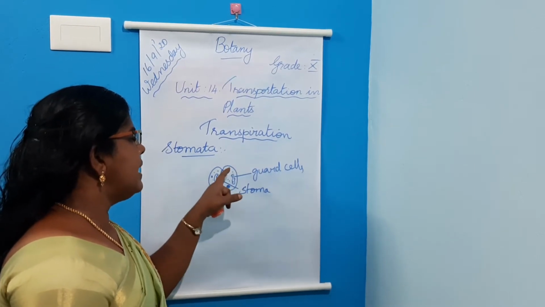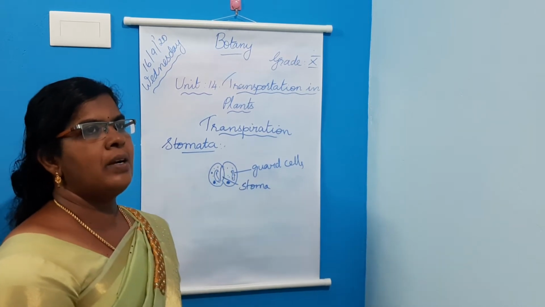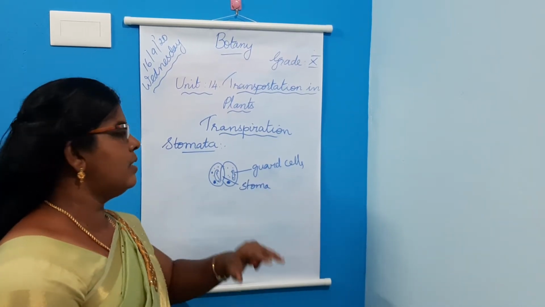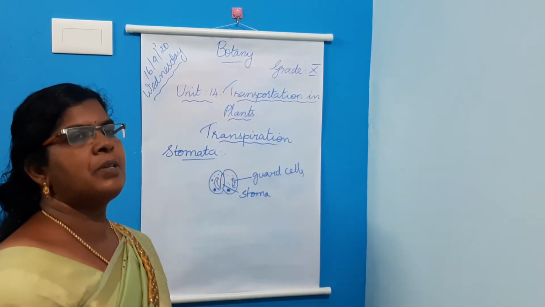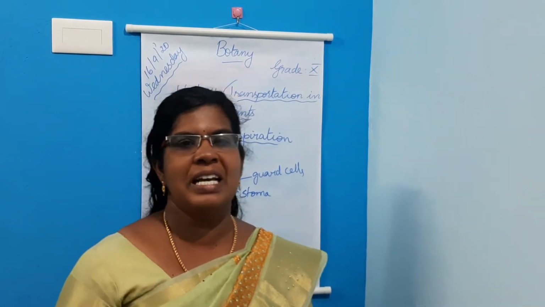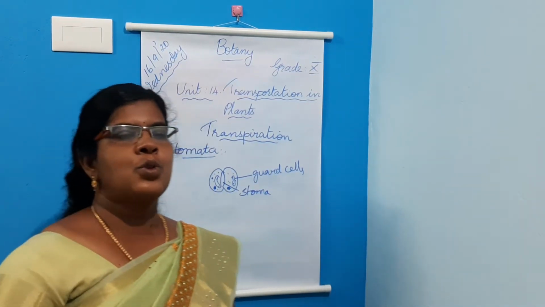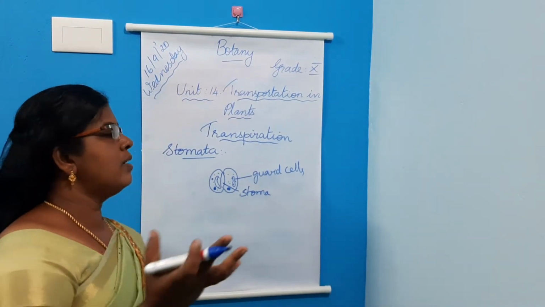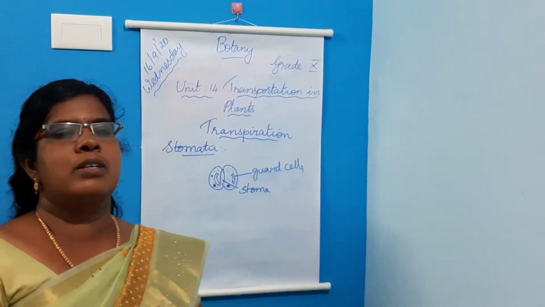When water enters into the guard cells, it becomes turgid and the stoma opens. When the water comes out of the guard cells, it becomes flaccid and the stoma closes. So, the opening and closing of stomata is due to the turgidity of the guard cells.